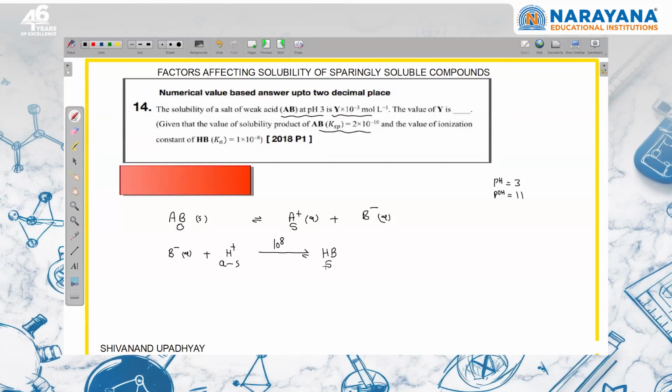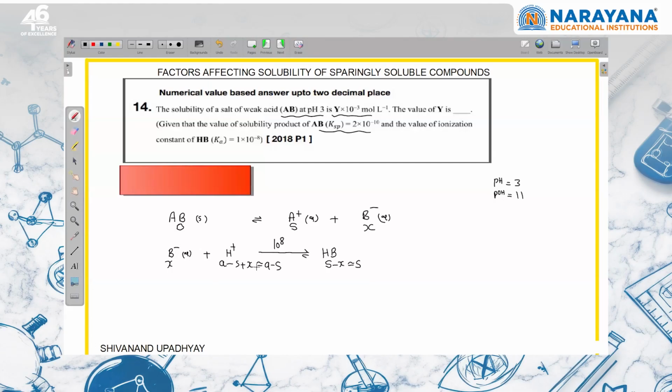So here you will write S minus X, S minus X, A minus S plus X, and this is X. Since the equilibrium constant is very large, I can neglect X with respect to S. So here it will be S, here it will be A minus S, and this will be X only. So this is the equilibrium concentration.